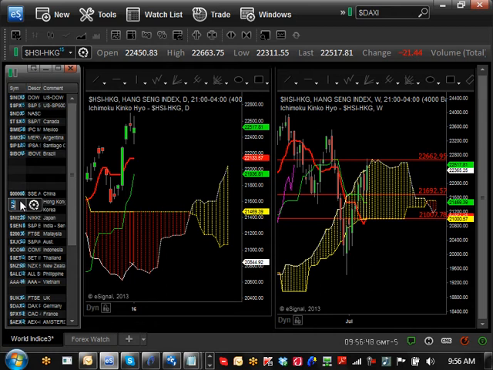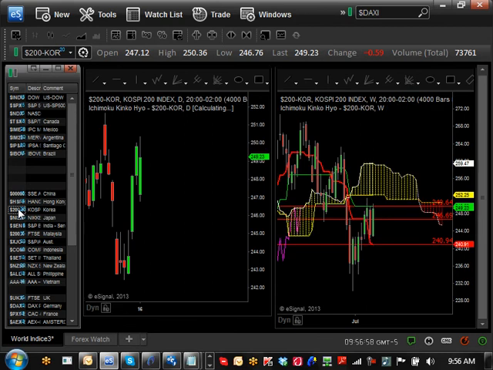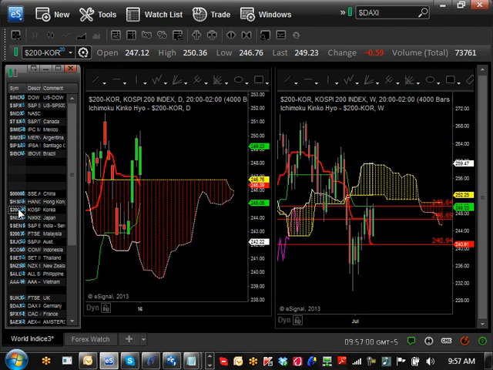Hong Kong resistance is basically 22,662. Support on this one's going to be 21,692. Nothing much really going on exciting there. Korea, really nothing going on at all here. It's stuck between 240 and about 250, let's just say.